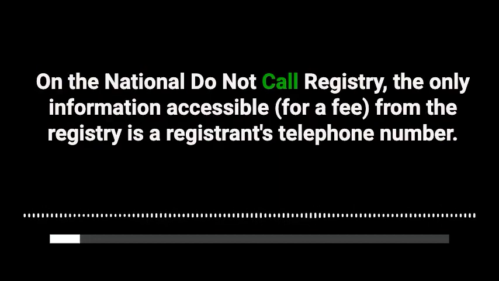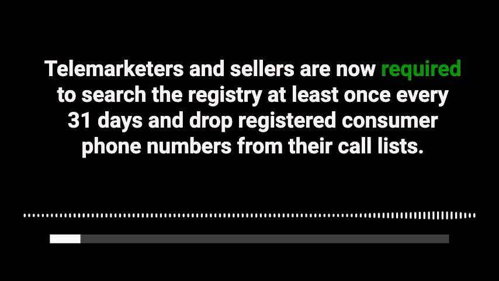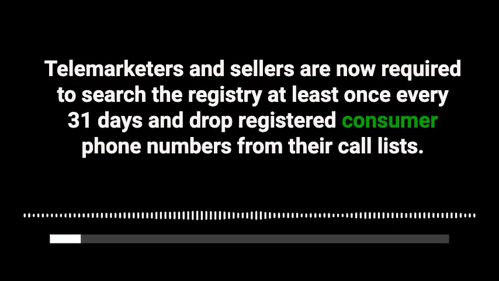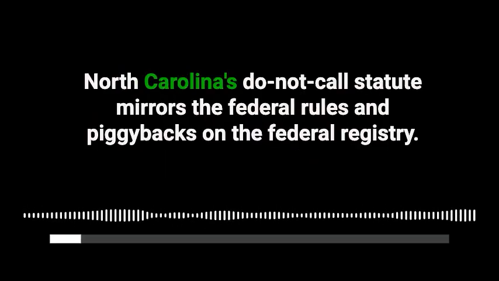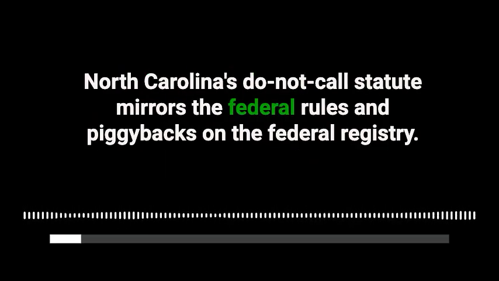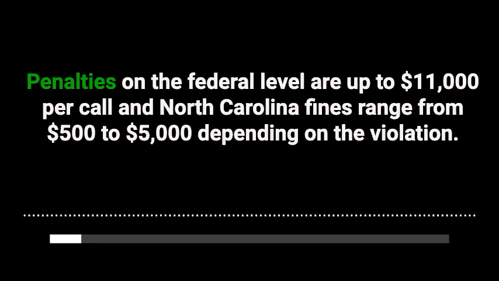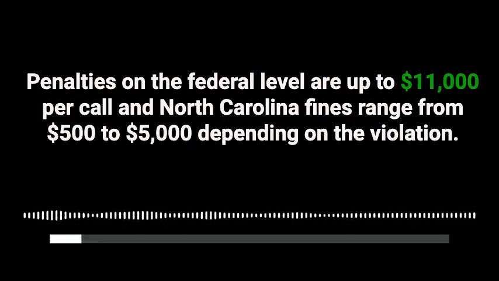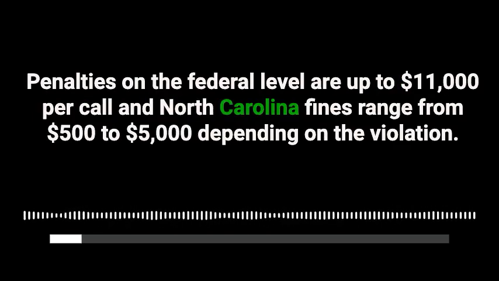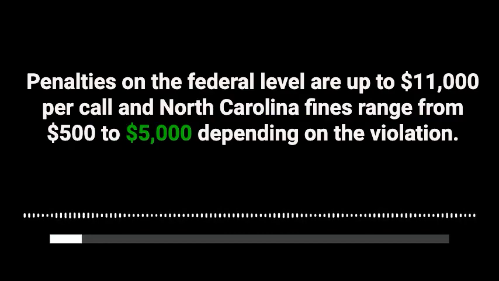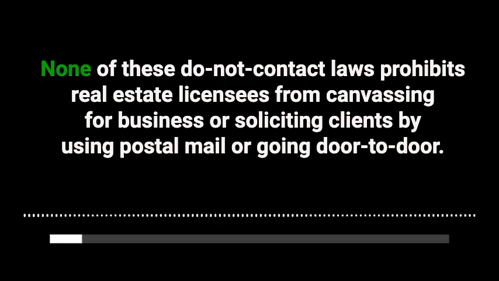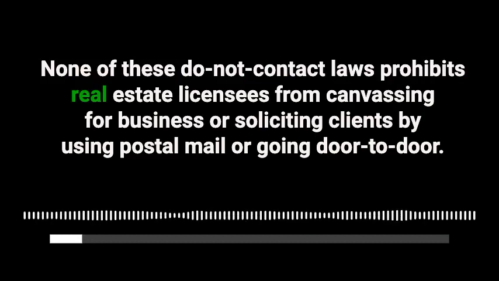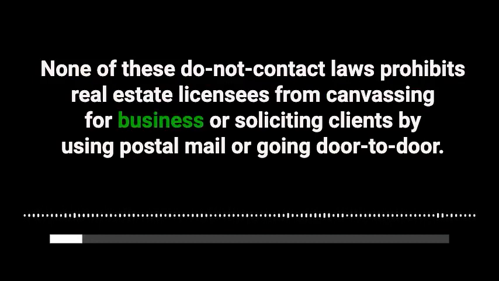On the National Do Not Call Registry, the only information accessible from the registry is a registrant's telephone number. Telemarketers and sellers are now required to search the registry at least once every 31 days and drop registered consumer phone numbers from their call lists. North Carolina's Do Not Call statute mirrors the federal rules and piggybacks on the federal registry. Penalties on the federal level are up to $11,000 per call, and North Carolina fines range from $500 to $5,000 depending on the violation.